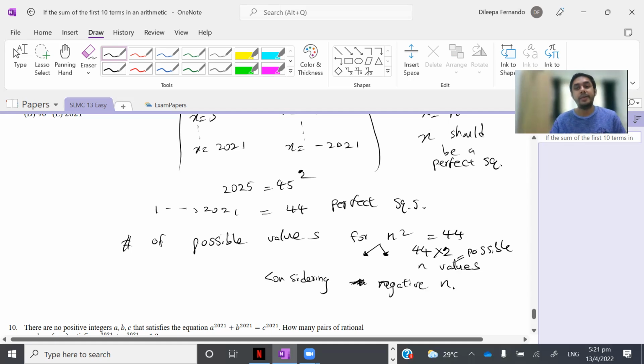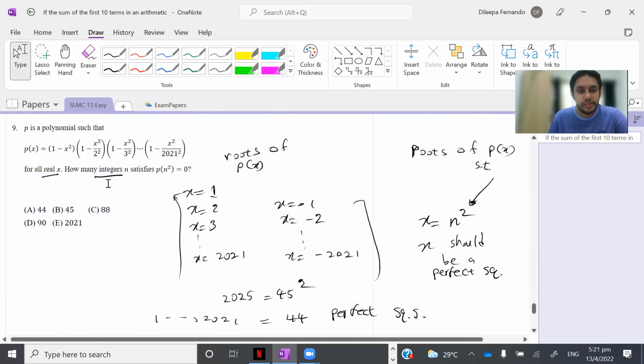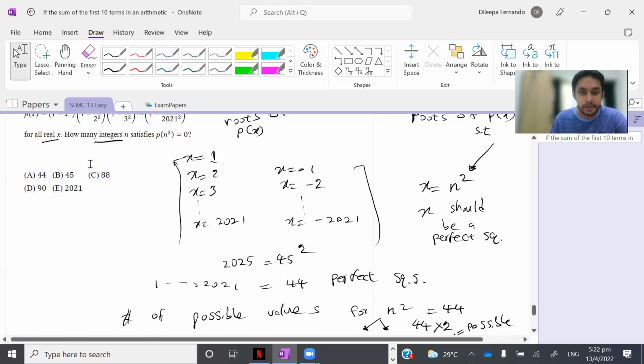So this is very tricky. This can seem like a very easy question, but if you miss this how many integers part, you may write 44 as an answer. So it's better to read very well, whether they ask for a real number, whether they ask for a rational number, whether they ask for an integer, whether they ask for a positive integer. So you have to be very careful.